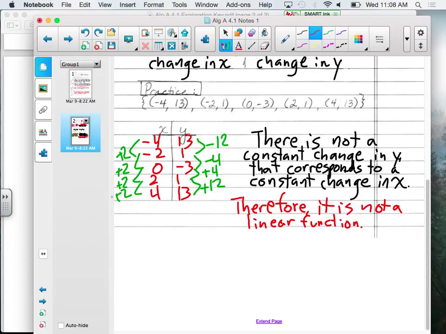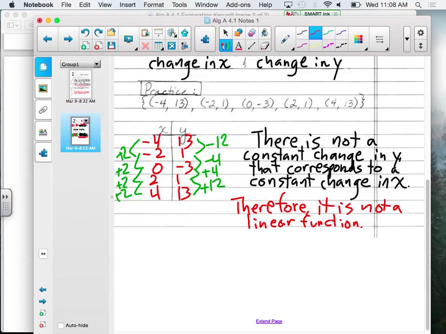So if it has a constant change on both sides, is that going to be a linear function? Yes, if there's a constant change for your x and your y, then it is a linear function. If just one of them doesn't have a constant change, then it's not a linear function. Good question. So, does anyone have any questions, concerns about anything?